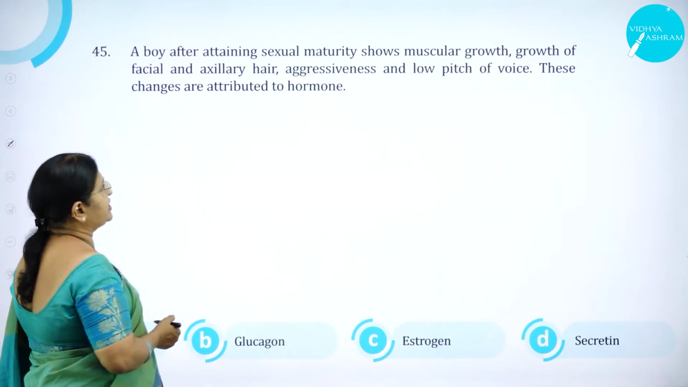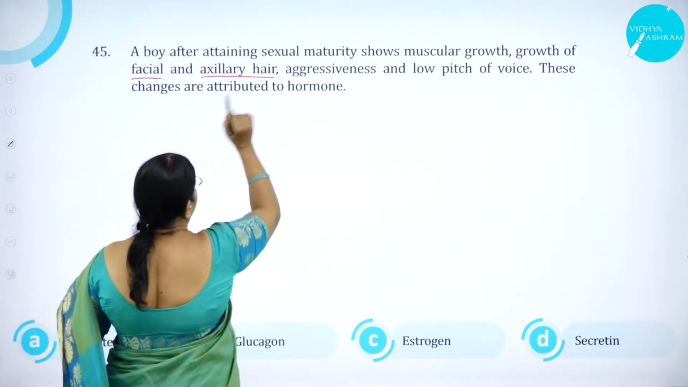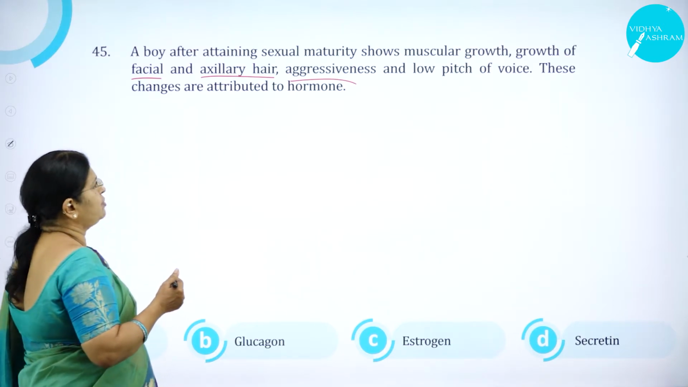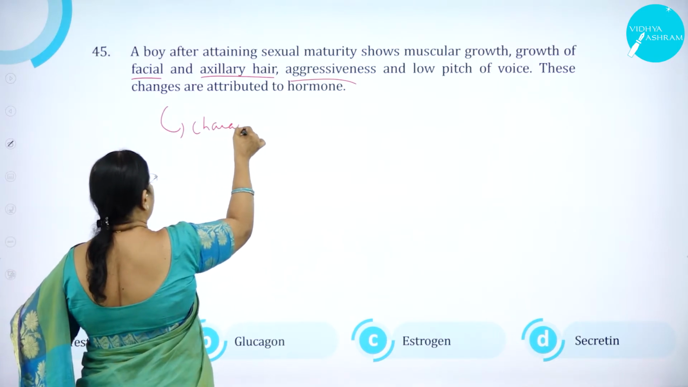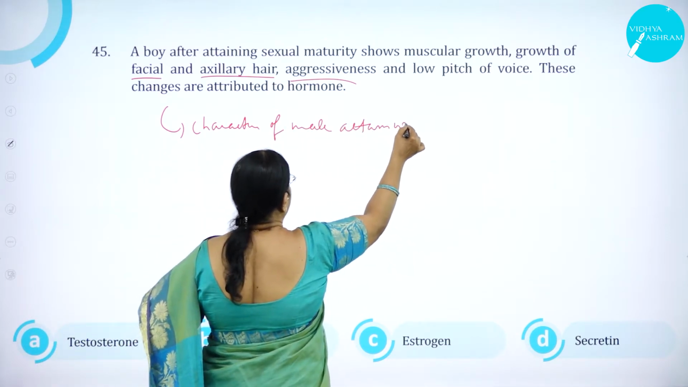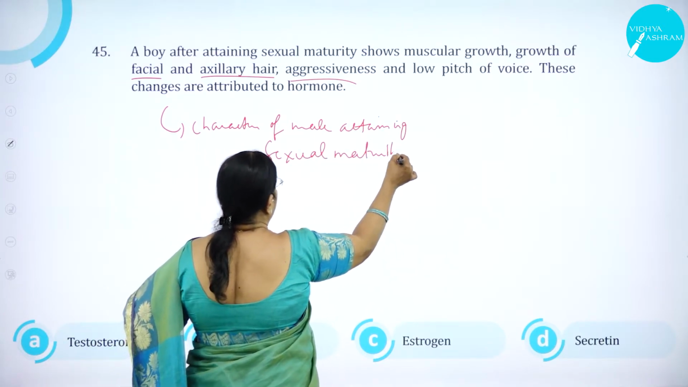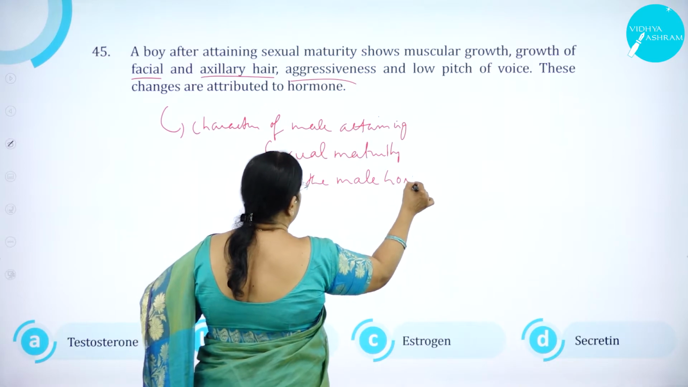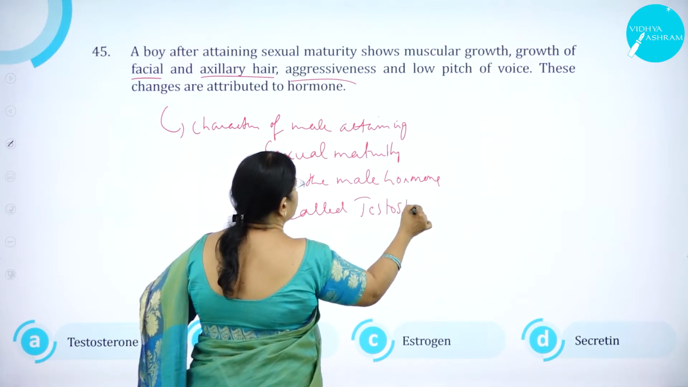A boy after attaining sexual maturity shows muscular growth, growth of facial, axillary hair, aggressiveness, low pitch of voice. These changes are attributed to hormone. All those you can see that all those are the characters of a male attaining sexual maturity due to the male hormone called testosterone.